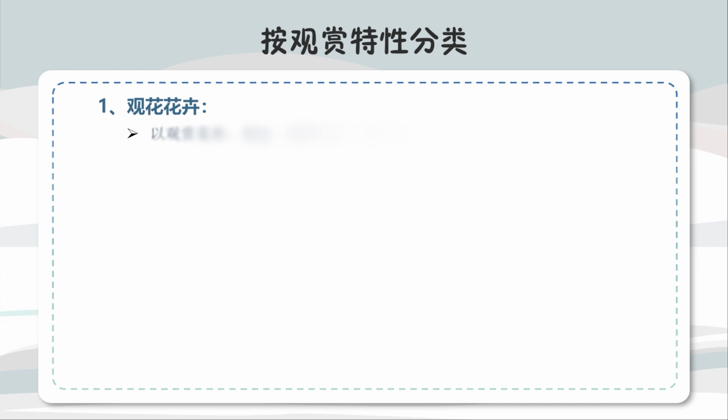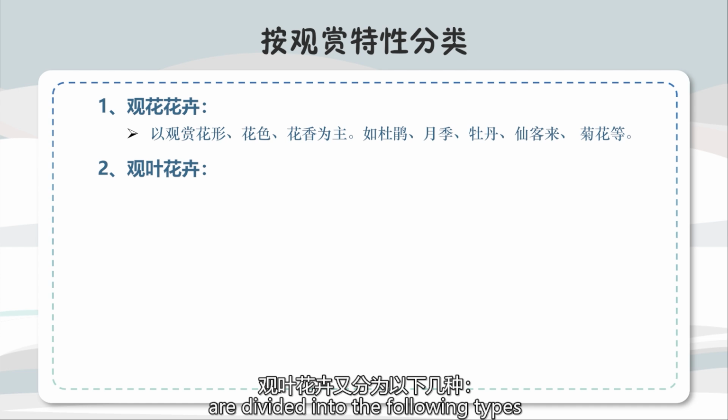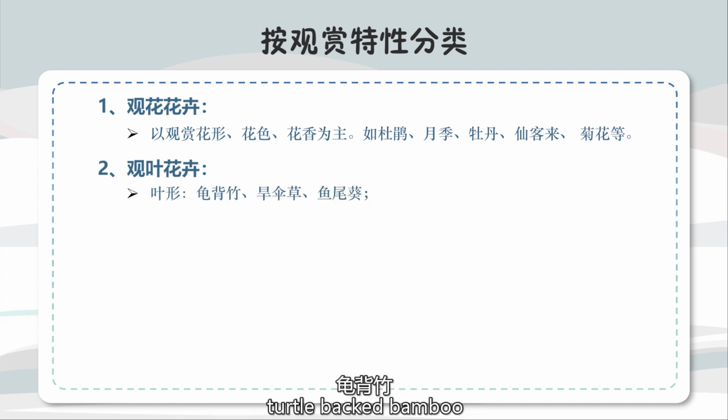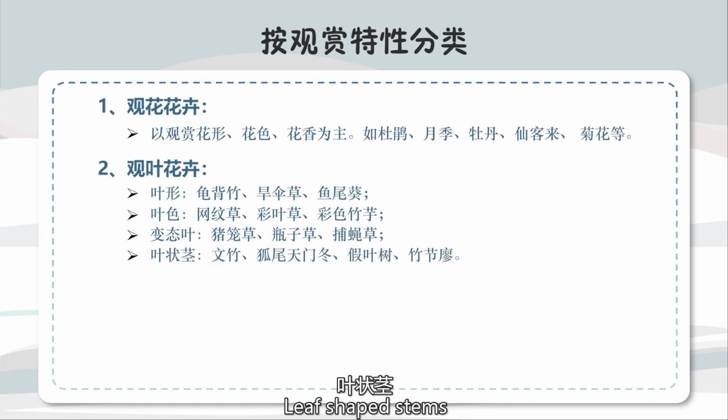First, flower viewing, mainly focusing on ornamental flower shape, color, and fragrance, such as azaleas, roses, peonies, cyclamen, chrysanthemums, etc. Second, leaf viewing flowers are divided into the following types: leaf shade, turtle-backed bamboo, dry umbrella grass, fishtail sunflower, leaf color, reticulated grass, colored leaf grass, colored taro, abnormal leaves, pitcher plants, bottle grass, fly-catching plants, leaf-shaped stems, 文竹, foxtail, 天门冬, four-leaf tree, bamboo knot liao.